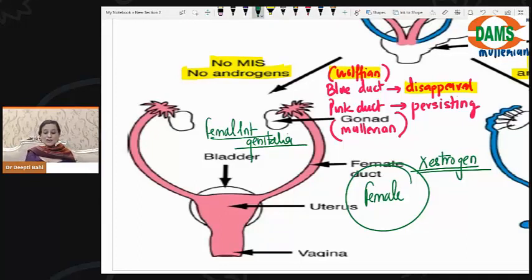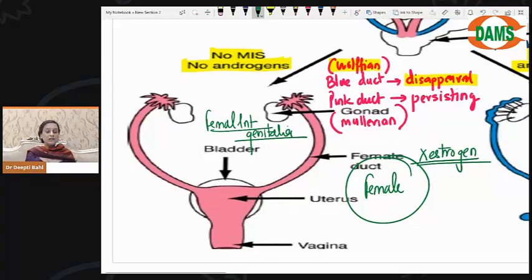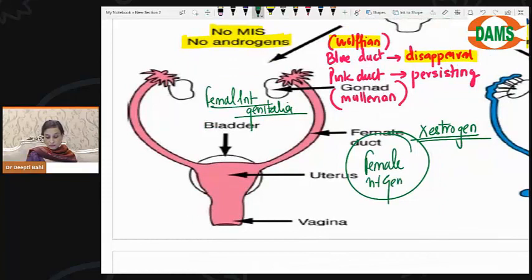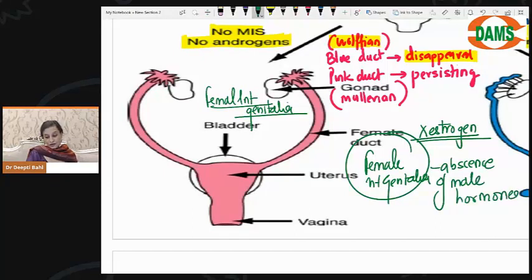As of now, you have to know that the only thing required to form female internal genitalia is simply the absence of male hormones. Okay? So if the male hormones are absent, the baby will automatically convert into a female. The male structures will only be formed when the male hormones are exposed in the embryonic life, right?